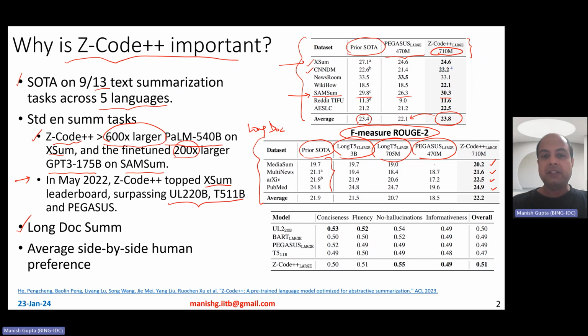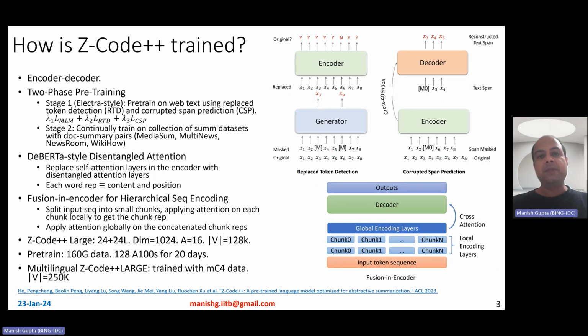Now, they also did average side-by-side human preference, asking people, given this summary and given the Zcode++ generated summary, which one do you prefer? They compared across several models, UL2, BART large, Pegasus large, T5 11 billion, and so on, and across different metrics: conciseness, fluency, whether the model is creating any hallucinations, informativeness and so on. Overall, across all models and across all metrics, they observed that Zcode++ is slightly preferred more compared to other competitor models.